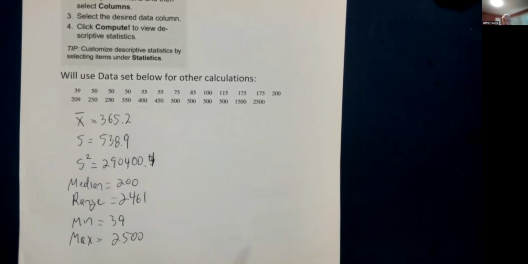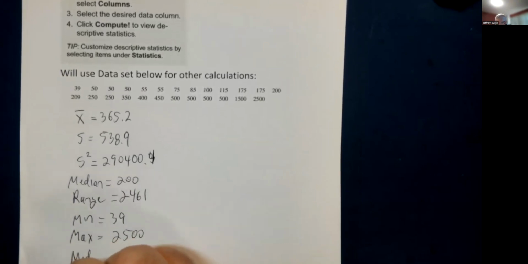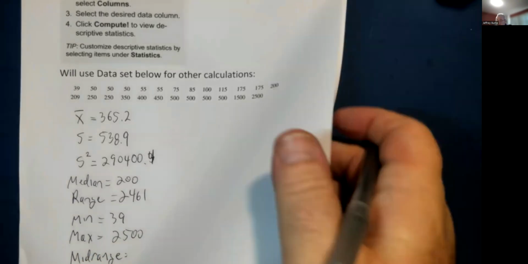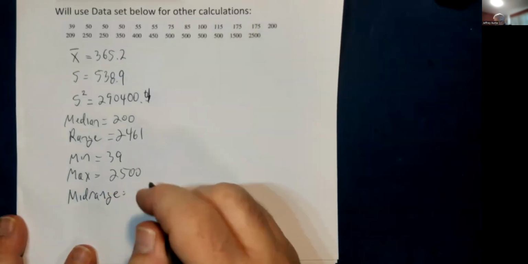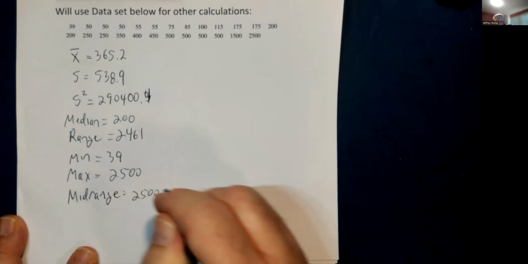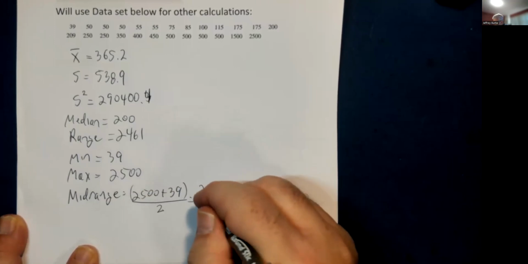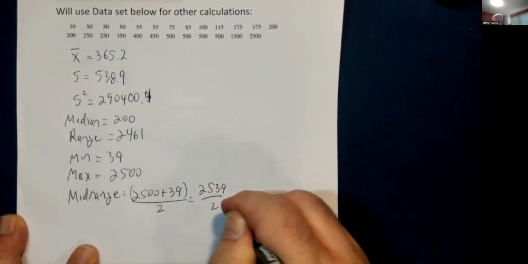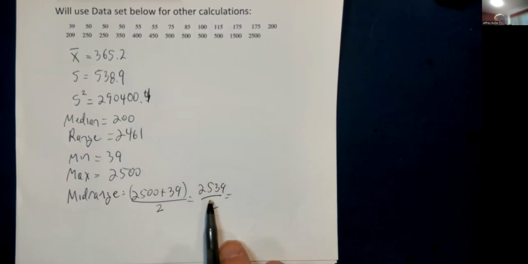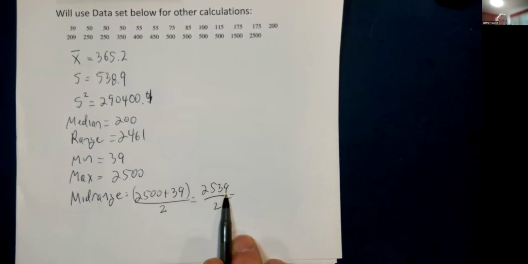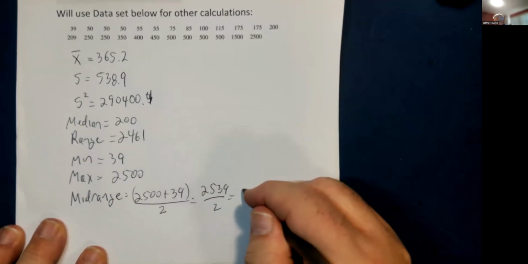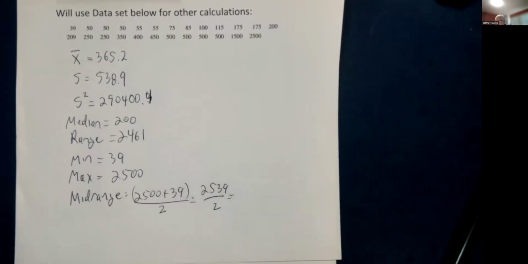Now, one thing that's not calculated in this is the mid-range. But this is a good time to calculate the mid-range because we have the minimum and maximum here. So that's going to be equal to 2500 plus 39 divided by 2, which equals 2539 divided by 2. So 2500 divided by 2 will be 1250. I want to say it's going to be 1269.5, but I'm going to do it on my calculator just to make sure I'm doing it in my head correctly.